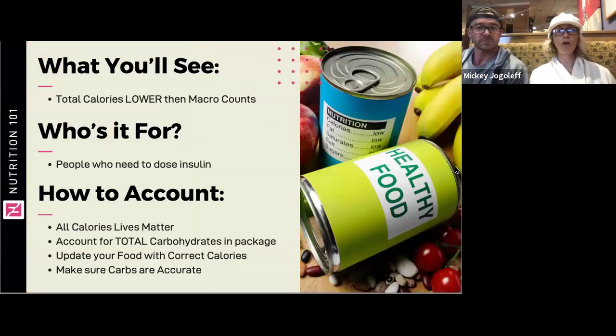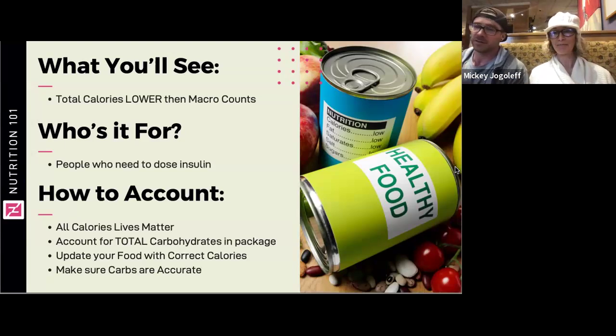So who are net carbs for? Well, net carbs still have calories in them. So all calories matter. When it comes to net carbs, traditionally people who dose insulin utilize net carbs to calculate their insulin dose. So if you don't dose insulin, then it doesn't really apply. And even if you do dose insulin, the total calories still matter. For weight loss, you're looking at overall calorie consumption, like everything matters.